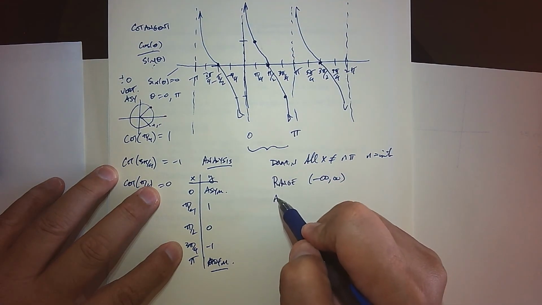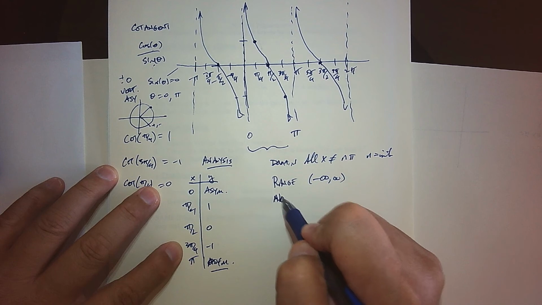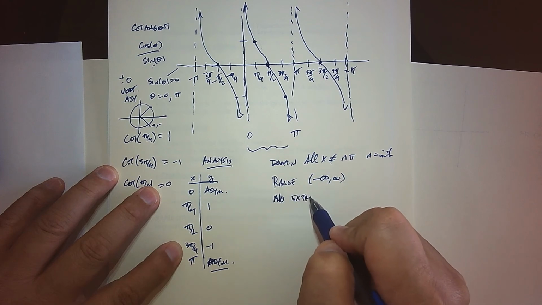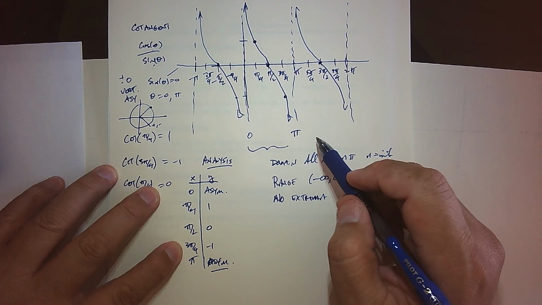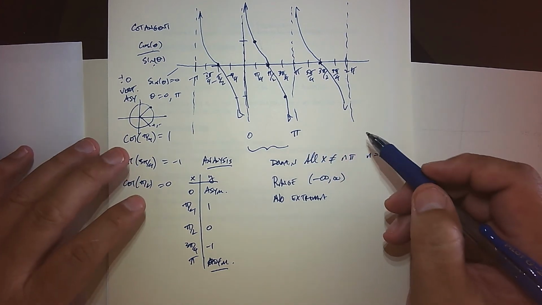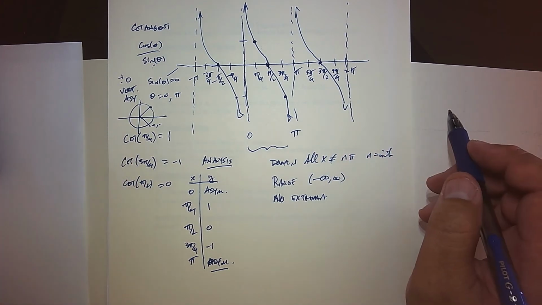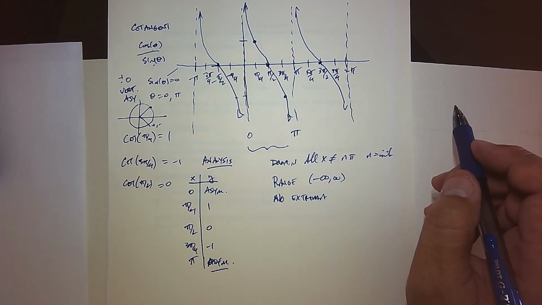There are no extrema because the graph is constantly going up or going down. So we never reach a high point, we never reach a low point. So we got that action going on.